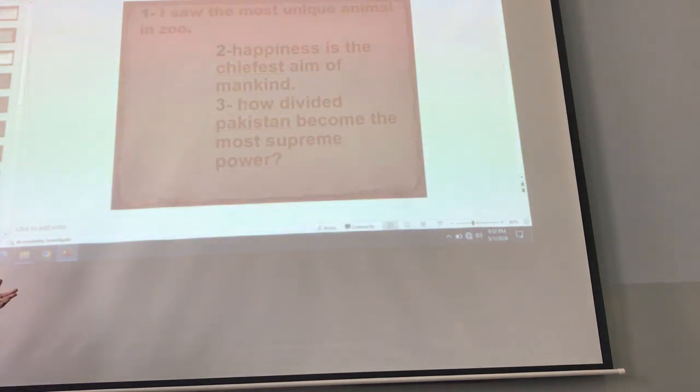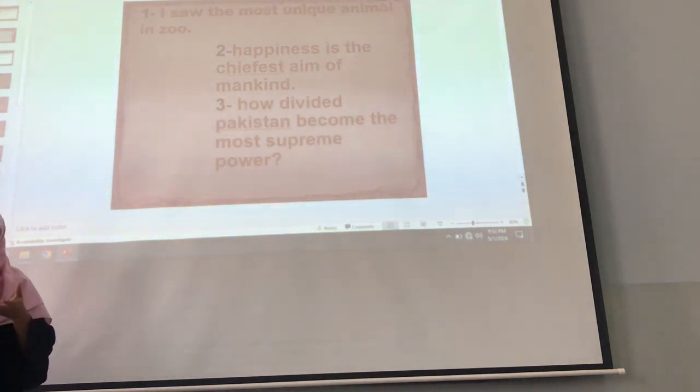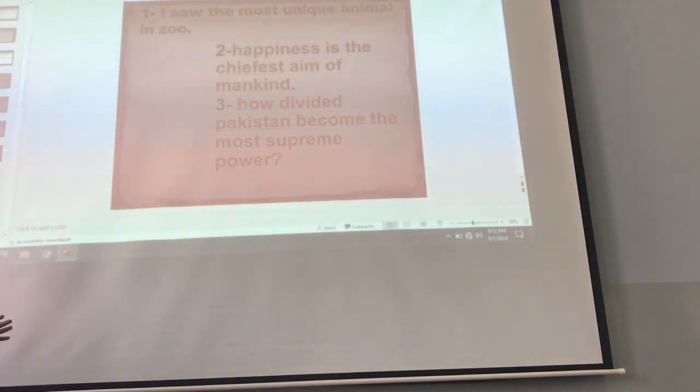Okay, we have some examples to solve here. Let's solve them. I saw the most unique animal in the zoo. Unique is in itself in the superlative degree. Unique is separate from every other thing. That's why we have to use it like that: I saw the unique animal in the zoo.